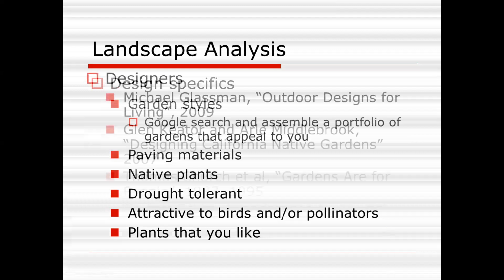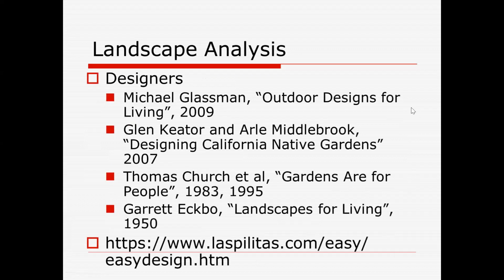If you want to look at some books, Thomas Church and Garrett Eckbo are probably the founders of our modern California gardens. Not a lot of pictures, a lot of text. Glenn Keator and Arlie Middlebrook have a book, Designing California Native Gardens. If, for example, you wanted to create an oak woodland look for your landscape, they would help you with that design and also suggest the plants that would go in a sort of manicured oak woodland.